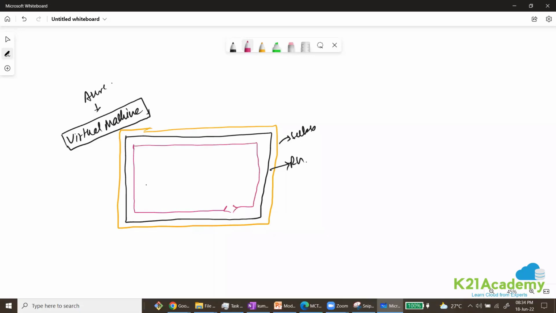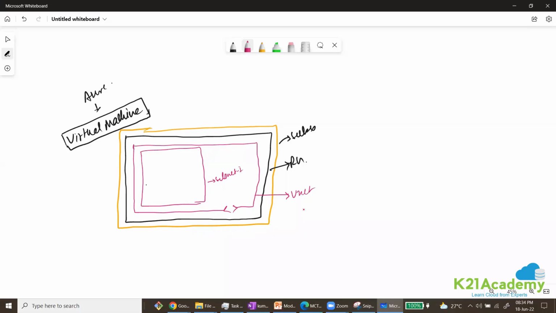This is your virtual network. Inside the virtual network, your subnet will get created. So this is your VNet. This is your subnet 1. We'll discuss all these things in very detail, guys. Why I'm discussing this, you will get to know in next 5 minutes.